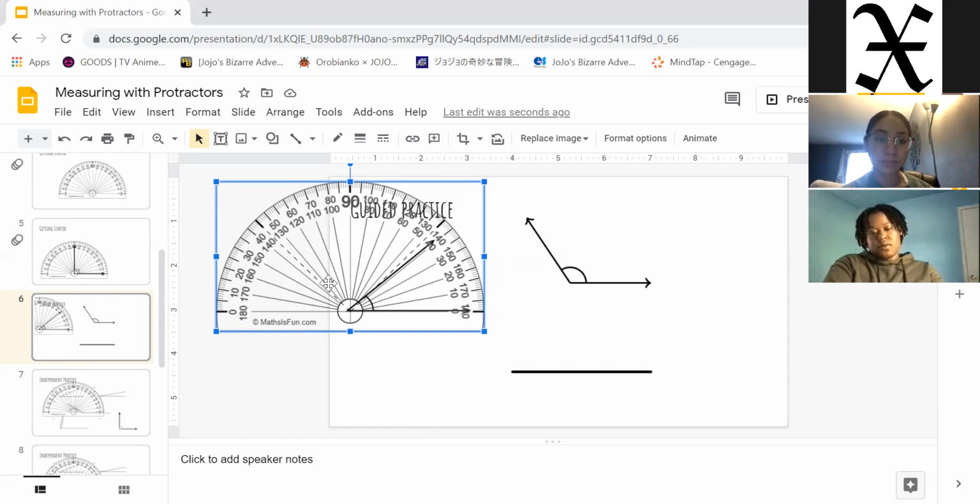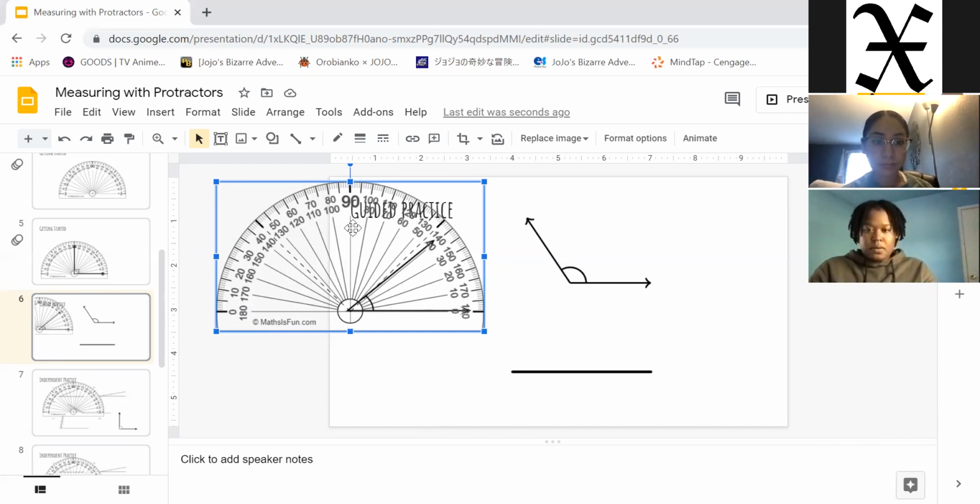If you're counting from this left side of the angle, 180, 170, 160, all the way to this 41 right here, that's the outside of the angle. Usually when we're measuring angles, we want to know what's inside. What's this right here, right? So let's go ahead and measure this next one.